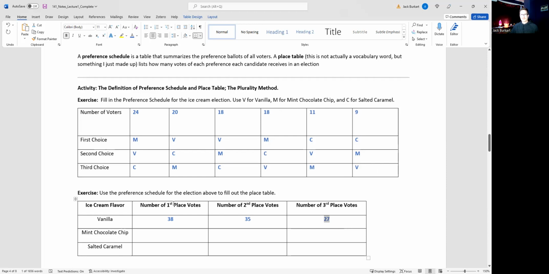So why don't we pause for a second and you fill out the place table for mint chocolate chip and salted caramel.